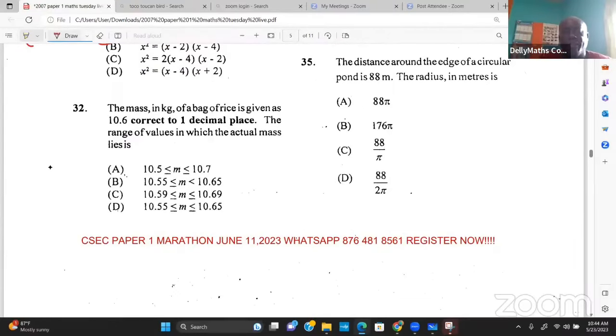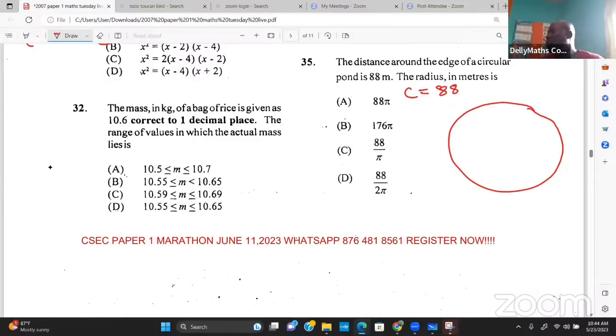All right, 35 is saying that the distance around the edge of a circle is 88. So here is my circle. So what they're telling me is that the circumference is 88, right? Because the distance around the edge. So you're telling me that, hey, the circumference is 88, all right? And the question went further to ask for the radius.